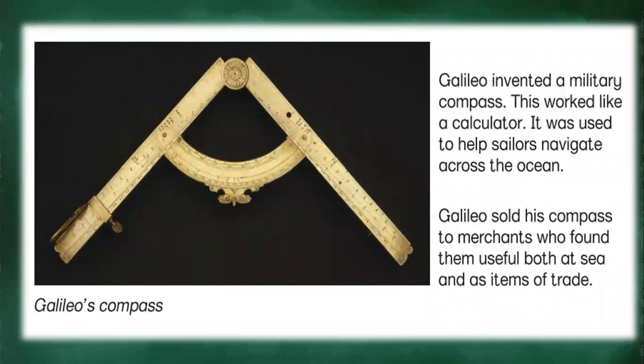Galileo invented a military compass. This worked like a calculator. It was used to help sailors navigate across the ocean. Galileo sold his compass to merchants who found them useful both at sea and as items of trade.